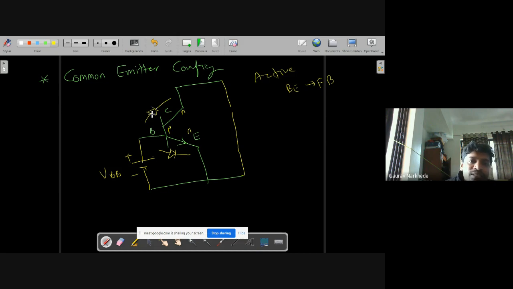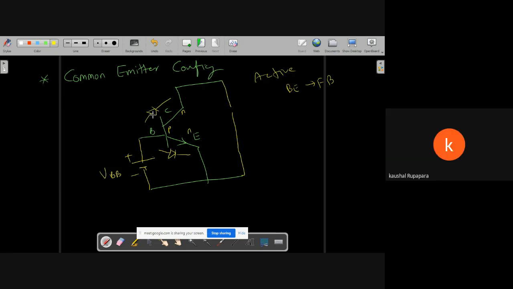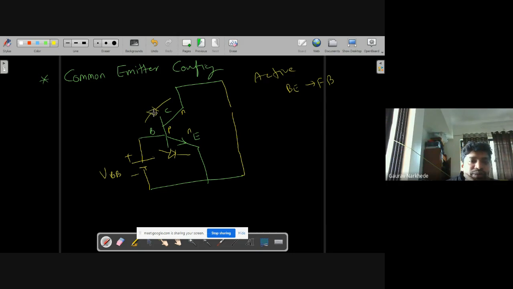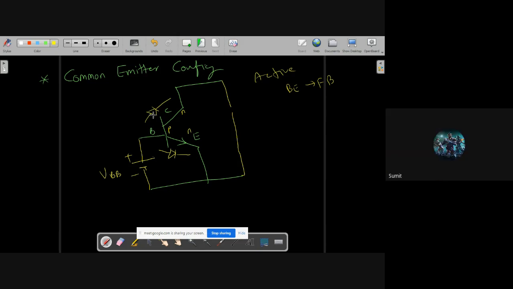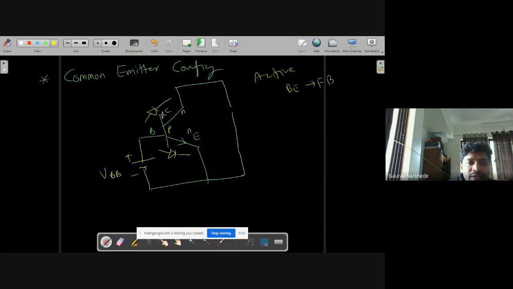Now this diode should be in forward or reverse? Reverse. So how to make it reverse bias? Connect the positive terminal to N. So here for N, I'm connecting the positive terminal, and this is negative. So this is VCC. Correct? So positive is connected to the cathode.